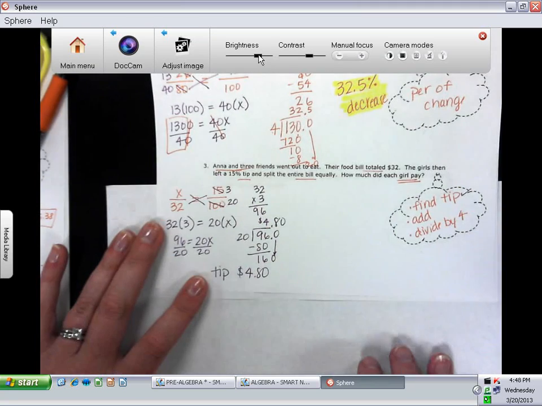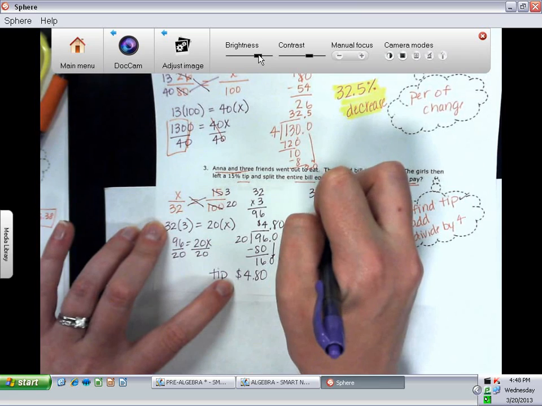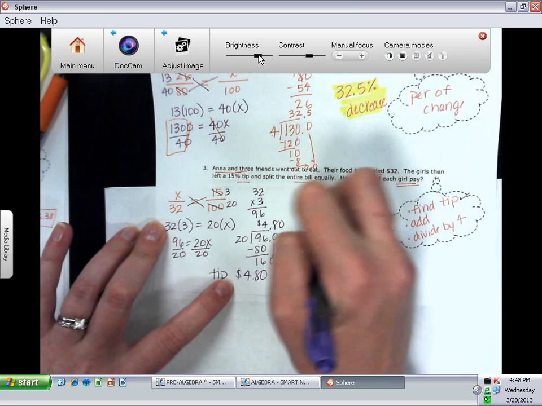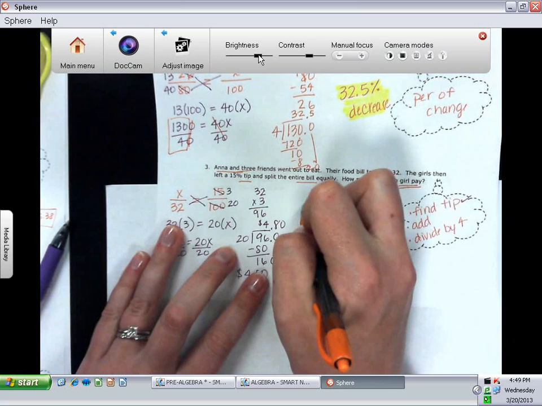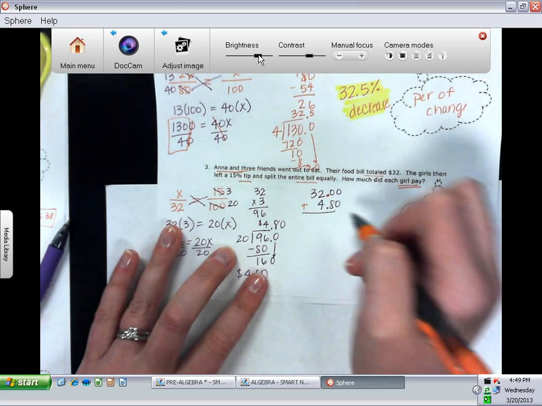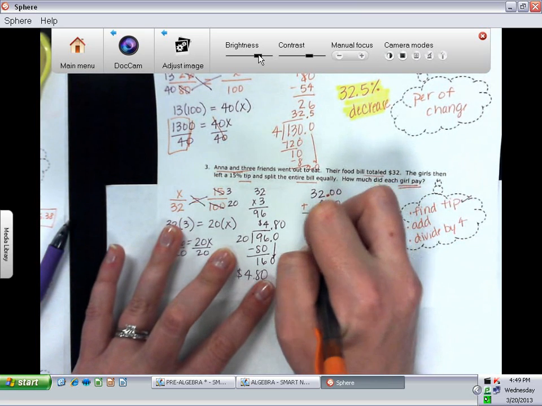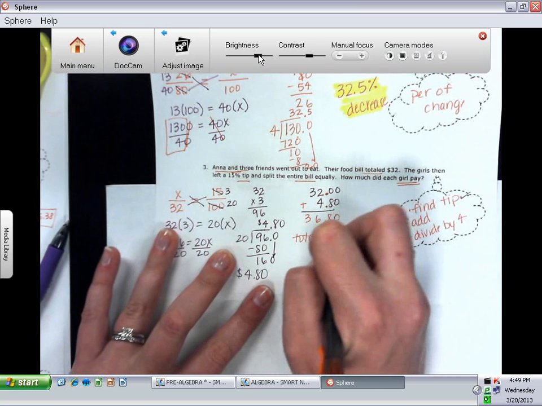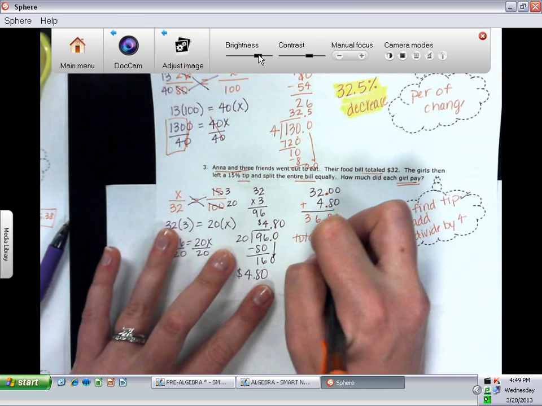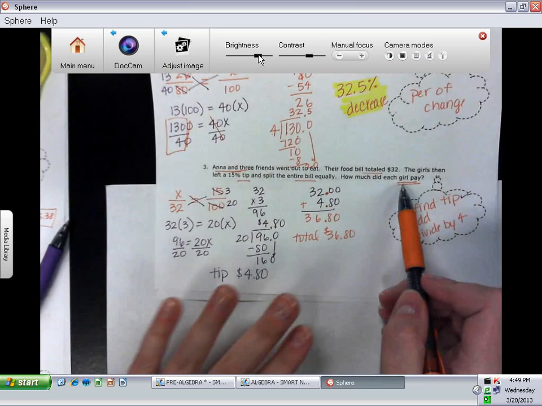But I'm not done. They also paid that $32, so I need to add 32 plus $4.80. And watch your decimals here. You need to line them up. So that gives me 36.80. So the total bill was $36.80. But the question didn't ask for the total. It asked how much each girl paid.